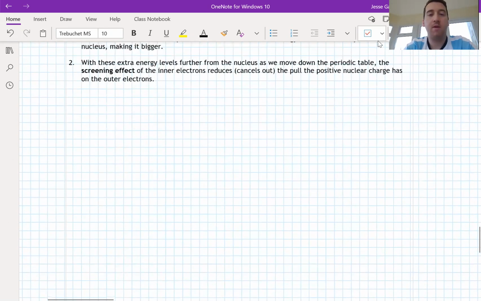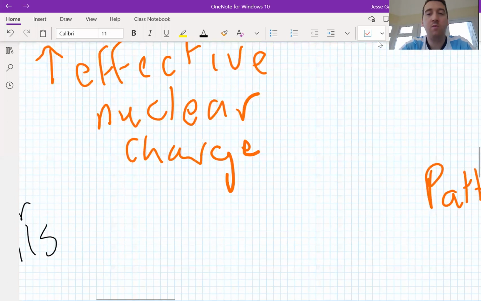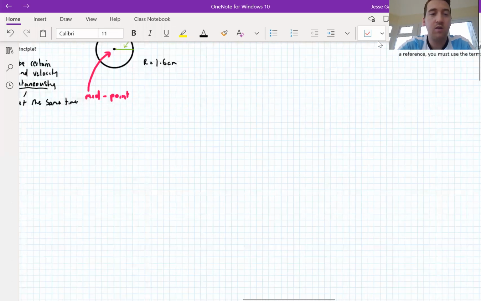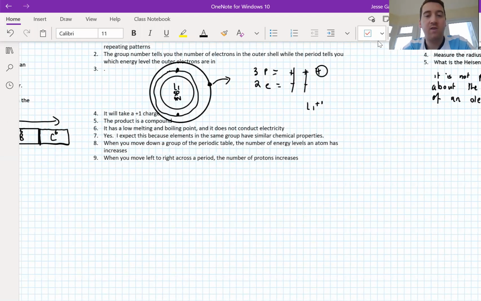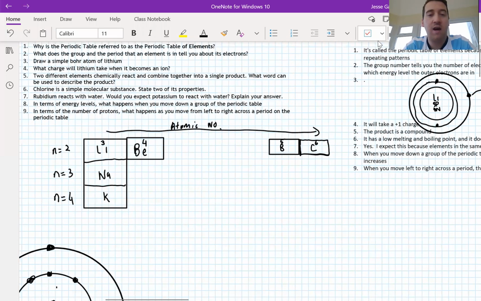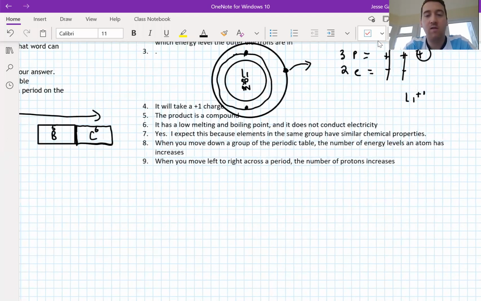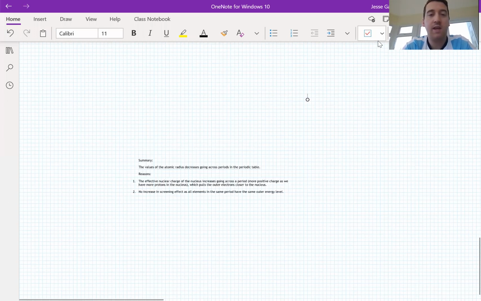Okay, another trend in atomic radius is when we look at what happens when we go across the table, so from left to right across a period. Now, as we saw up in question 9, if we just go back up to question 9 where we answered before, question 9 is shown here. When you move from left to right across a period, what happens to the number of protons? That was the question. So when you move from left to right across the period of the table, the number of protons increases. So we've already learned that.